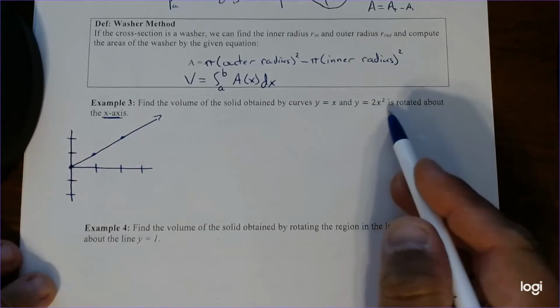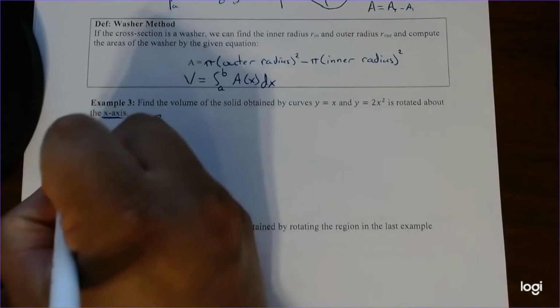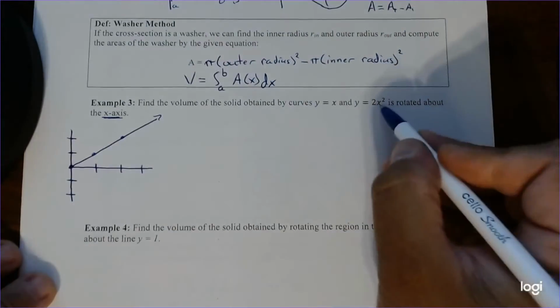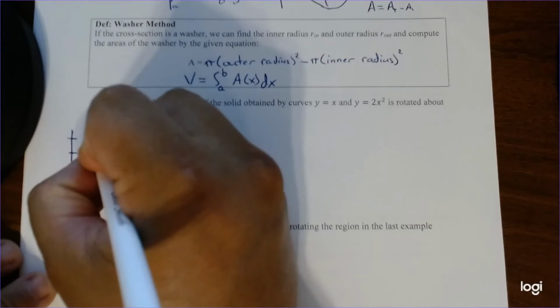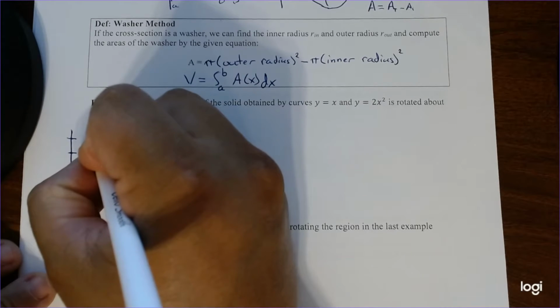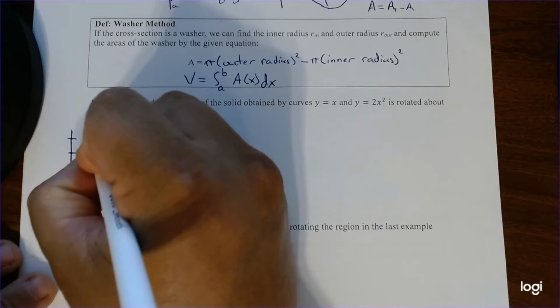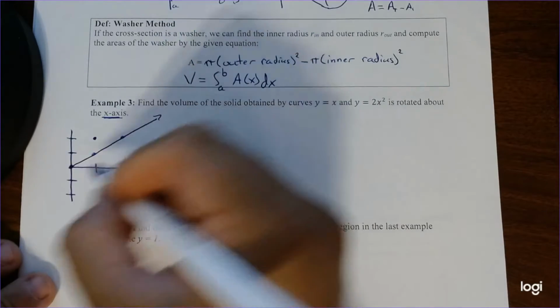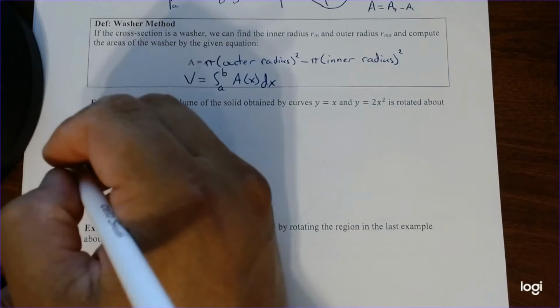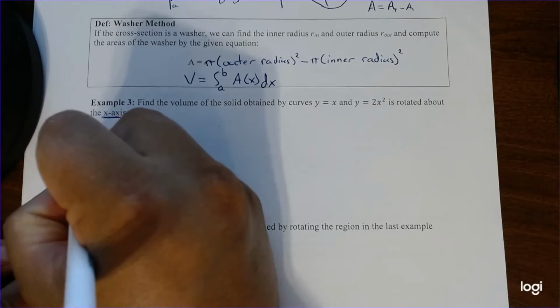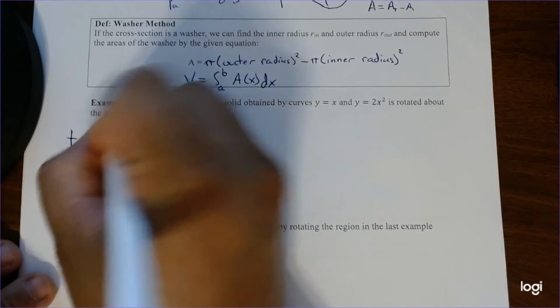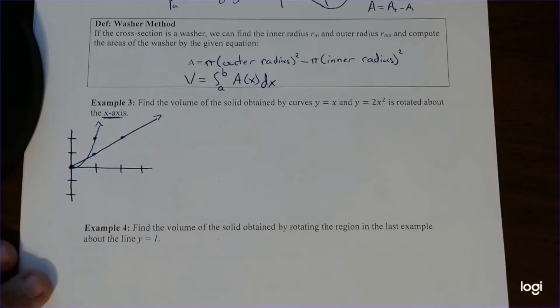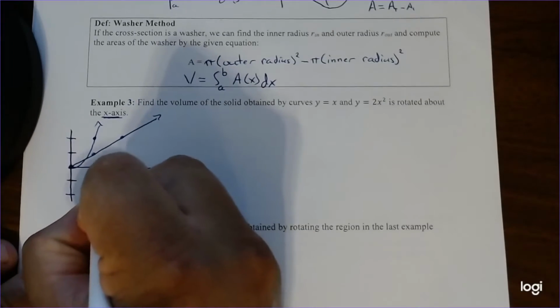Y equals 2x squared is a parabola, so again, they meet here. If x equals 1, we get 2. And it keeps going in that direction. So kind of looks like this. Oh boy, that's a very small area, right? So let's blow this up a little bit.